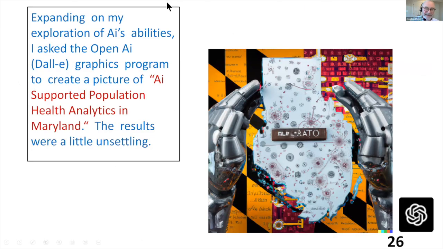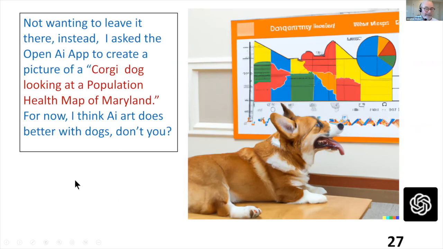intermission. Some more comic relief. I went to the OpenAI company, something called DALL-E, using the same technology, asking it for a graphic of AI-supported population health analytics in Maryland. I'm not sure I like that too much. A little unsettling. Here's the cyborg. Here's a Maryland flag. That doesn't look like the state of Maryland, does it? I didn't like that. I didn't want to end up there. I read somewhere that any talk online, I guess this is going to YouTube eventually, will get a lot more votes if it has a dog. I like corgis. I took a sabbatical in London, and my boys came back with a corgi when they were 10 years old. So I said, all right, give me a corgi dog looking at a population health map of Maryland. That isn't exactly Maryland, but sure enough, that is a corgi. So anyways, my advice to you, if you're using any of the graphic programs, stick to dogs and cats. All right, that's our intermission.